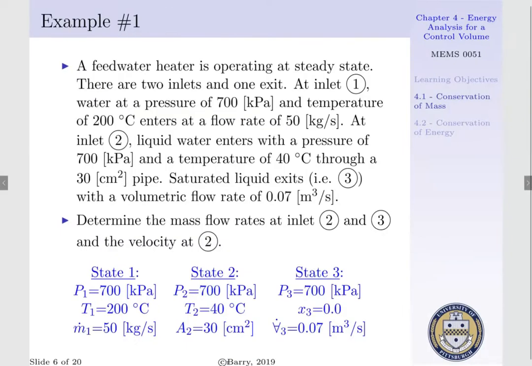At state 1, we have water entering at a pressure of 700 kPa and a temperature of 200 degrees centigrade with a mass flow rate of 50 kilograms per second. At state 2, we have water entering at 700 kPa, a temperature of 40 degrees centigrade through a cross-sectional flow area of 30 centimeters squared. At state 3, we have a pressure of 700 kPa, a quality of 0, and a volumetric flow rate of 0.07 cubic meters per second.